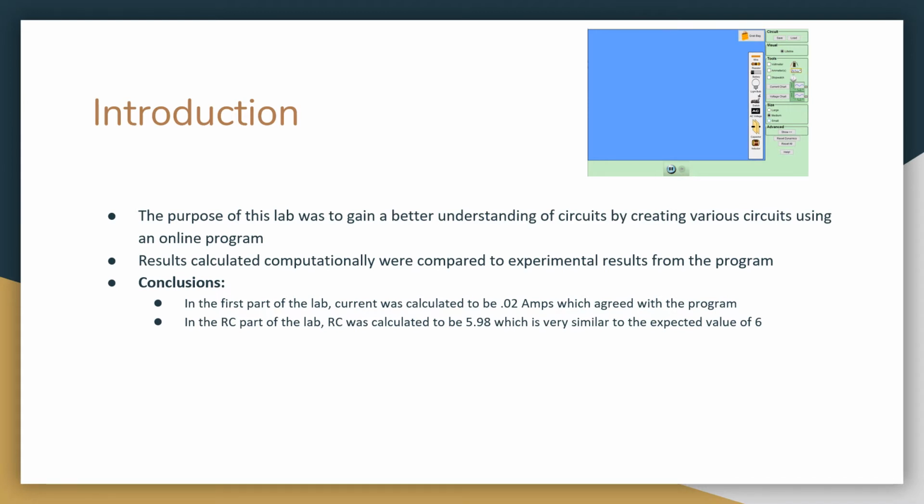In the second part of the lab, I found that increasing the resistance of a resistor from 10 ohms to 20 ohms seemed to double the time that it took for a capacitor to charge and double the time that it took for the capacitor to discharge. In the last part of the lab, the RC part of the lab, I calculated RC to be 5.98, which is very similar to the expected value of 6.